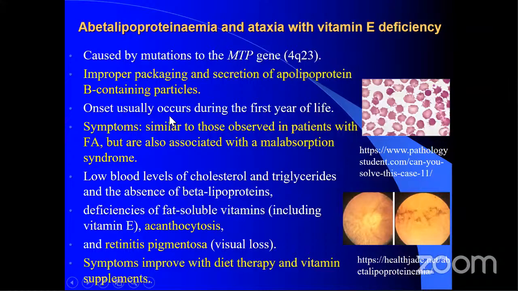The onset is early, in the first year of life, with symptoms similar to those observed in Friedreich's ataxia, but without malabsorption. And there is acanthocytosis. You could see the red cells have spikes, like the COVID-19 virus, and they have retinitis pigmentosa. They can go blind. You can see it here in the retinal image. Symptoms improve with diet therapy and vitamin supplements.